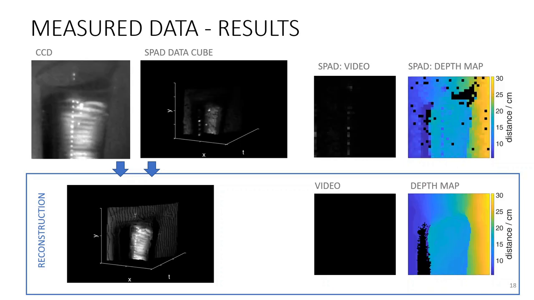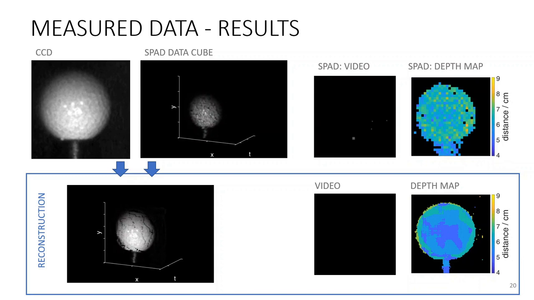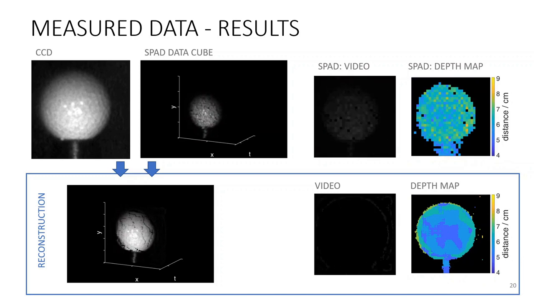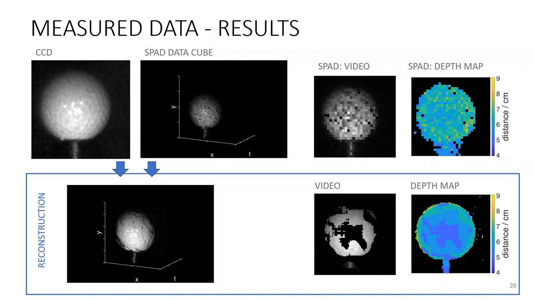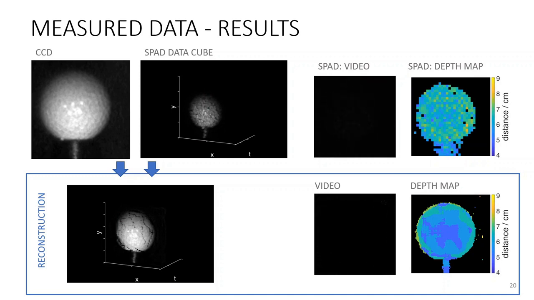This is another scene showing a plastic cup filled with water in front of a slanted wall. The reconstructed image is much smoother, which is especially visible in the depth map. Finally, this scene shows a golf ball where the reconstruction is sharper and less noisy. Note how in the three-dimensional view of the reconstruction on the left, the texture of the golf ball is transferred into the light-in-flight image.